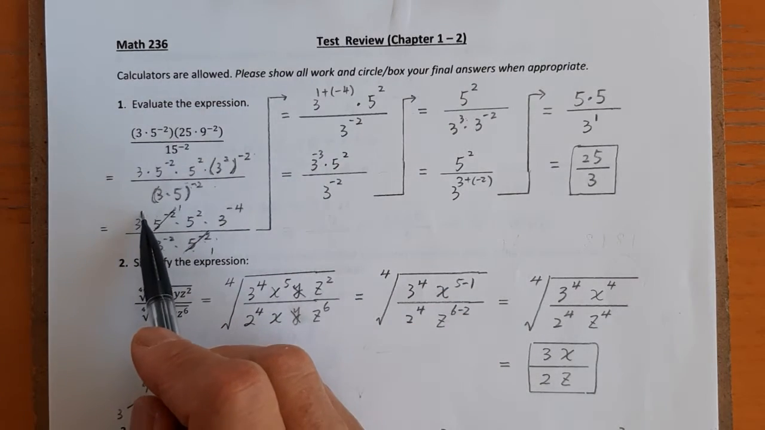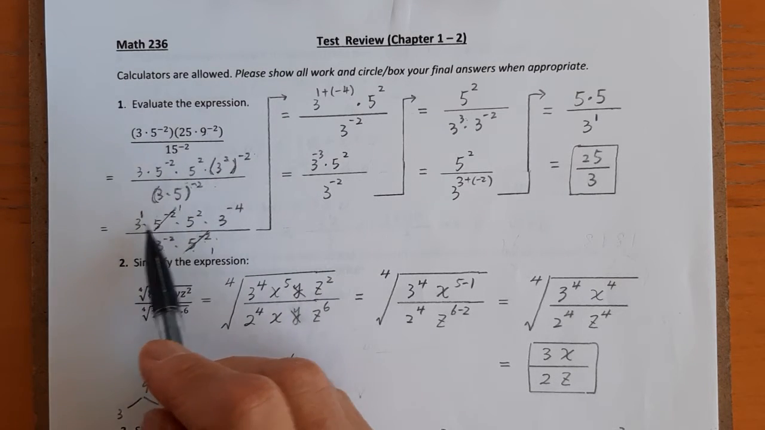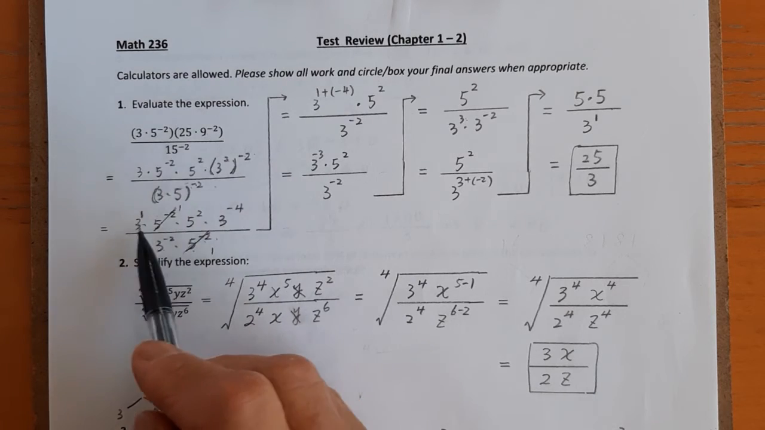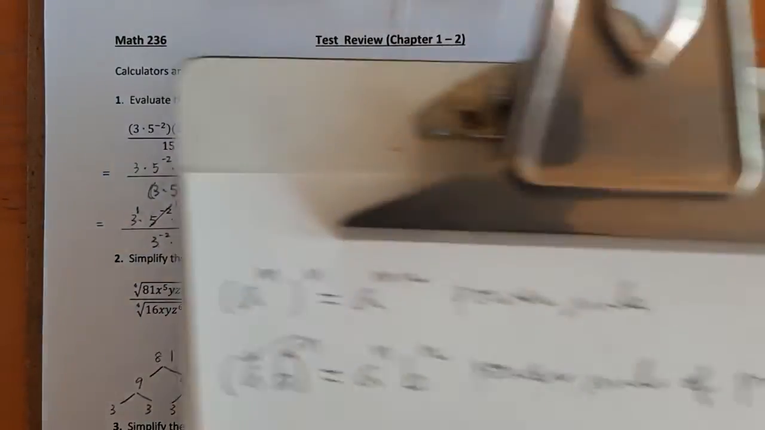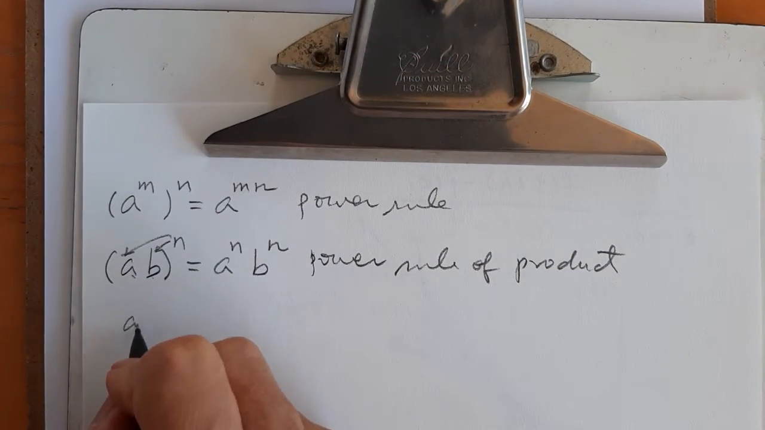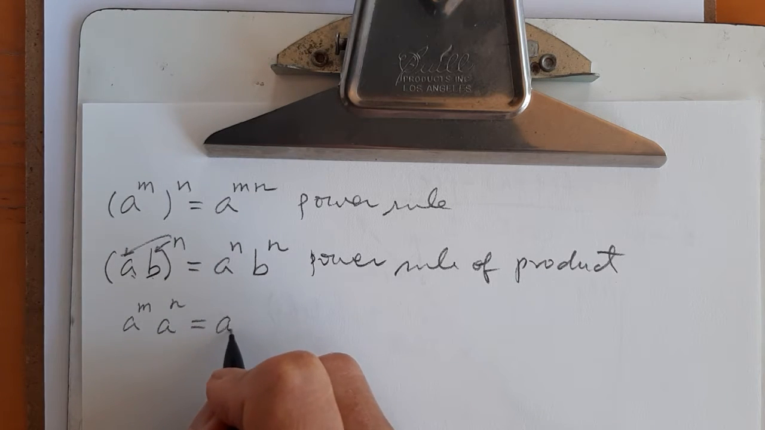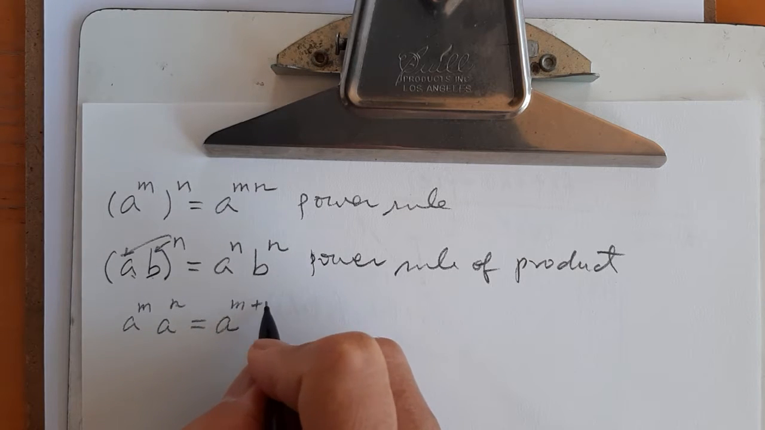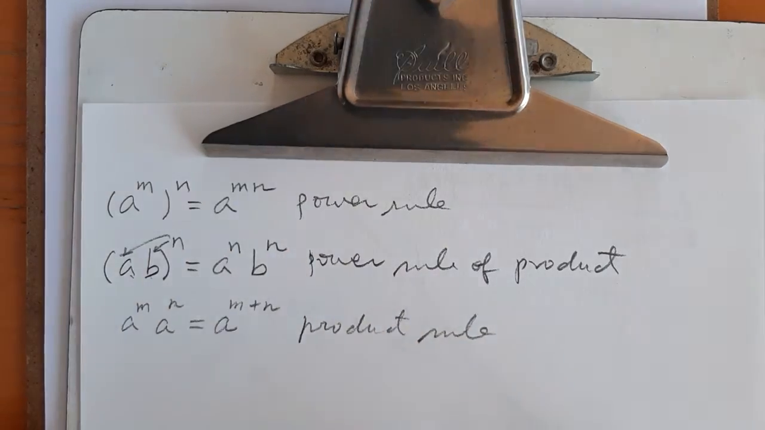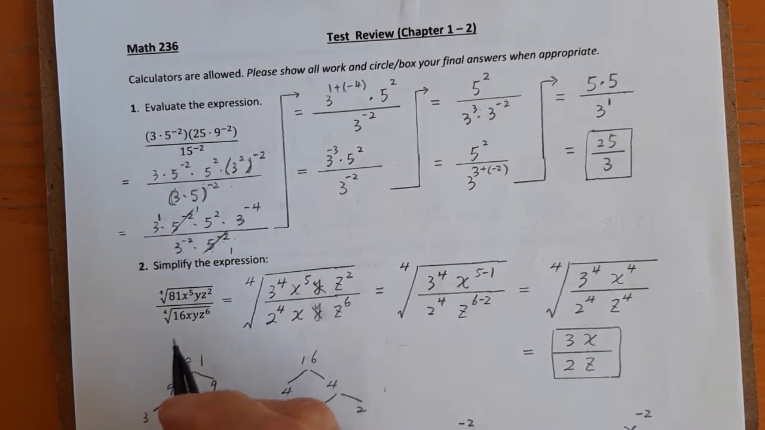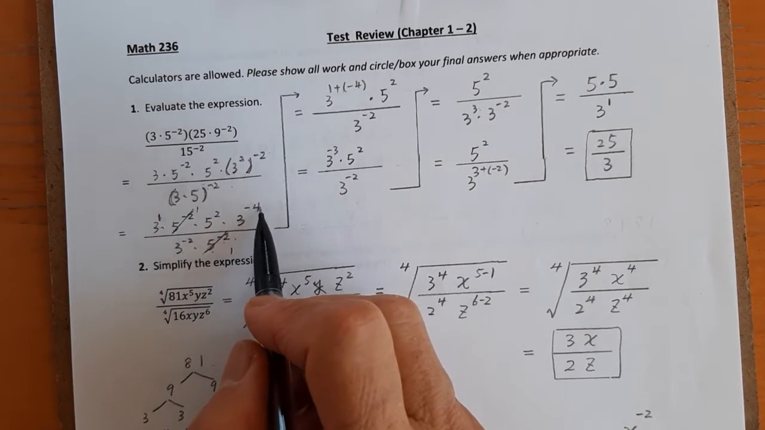My order is the product rule of exponents. The 2 numbers have the same base, so you add exponents. 1 add negative 4. So the product rule is a to the power m, a to the power n. If they have the same base a, you add exponents m plus n. This we call the product rule. Tying together, you add exponents if they have the same base. So 1 add negative 4.